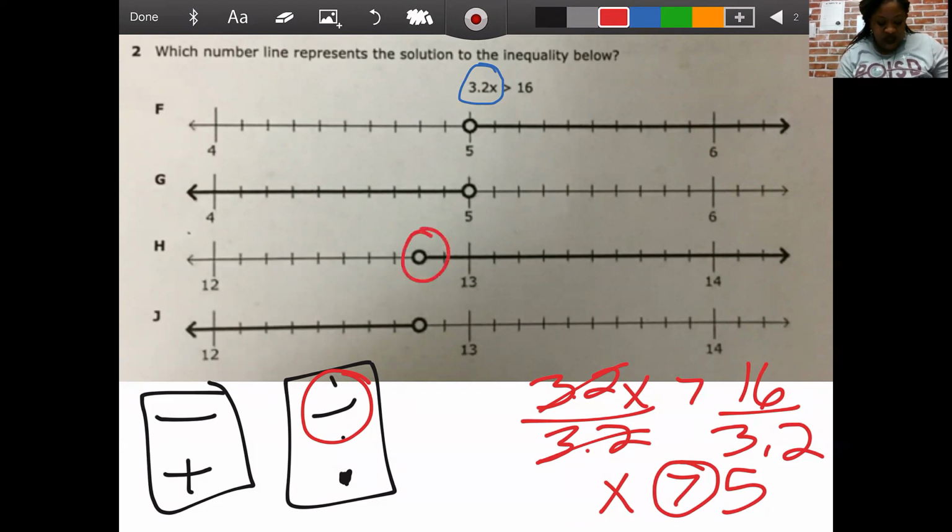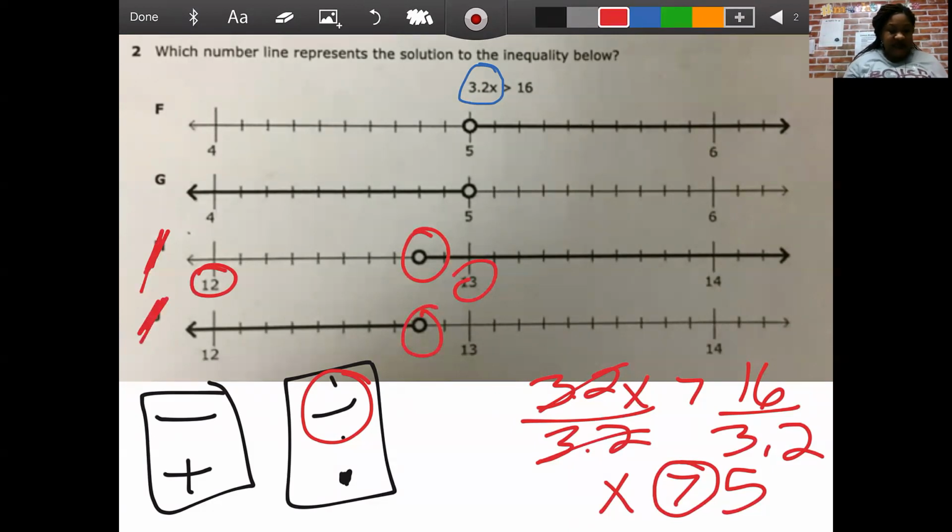H, is 5 between 12 and 13? No. So that dot is not on the right number on the number line. It does not match our inequality statement. J, 5 is not between 12 and 13, so it's not J. So it's either F or G.